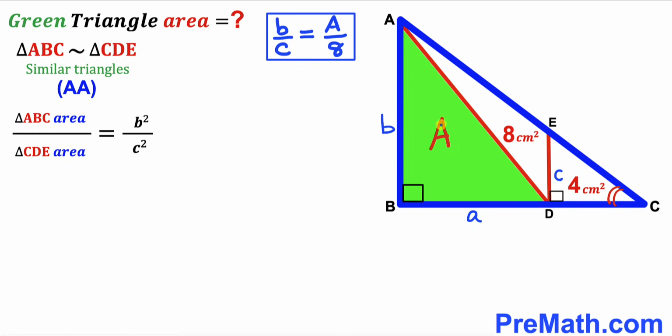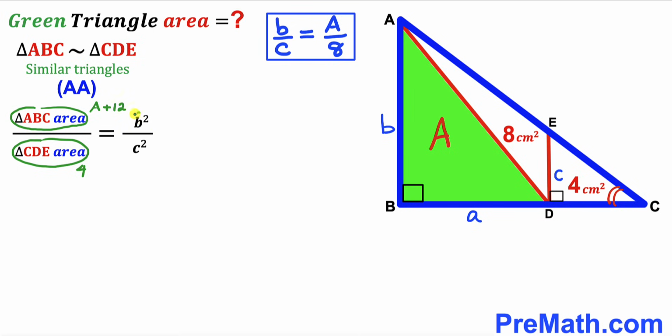That area is going to be the sum of these three individual areas, uppercase A plus 8 plus 4. That is going to give us uppercase A plus 12. So therefore the triangle ABC area is going to be uppercase A plus 12. And the area of this smaller triangle CDE is 4. So I'm going to replace that with 4 over here.